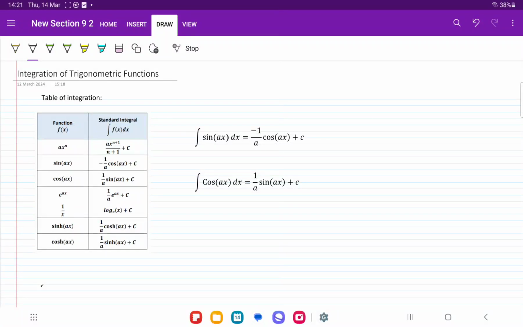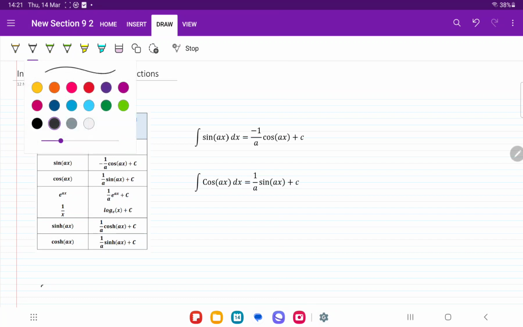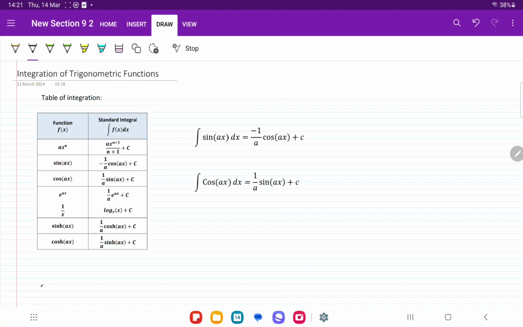Today's lesson is how to integrate a trigonometry function. I'm just going to show you how to integrate the sine and cosine function in this video, and hope by the end of the lesson you should be able to integrate any trigonometry functions you come across using the table of integration. The formula is provided to you here, so I'm just going to rewrite it again, but this time in terms of t.